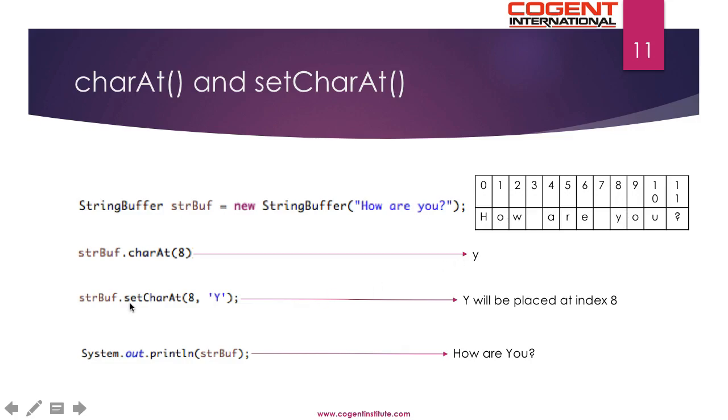We invoke setCharAt by passing the same index and the character, which is capital Y in this case. So capital Y will be placed at index 8. So when we print the StringBuffer object, its value will be "how are you?", where Y is in capital case.